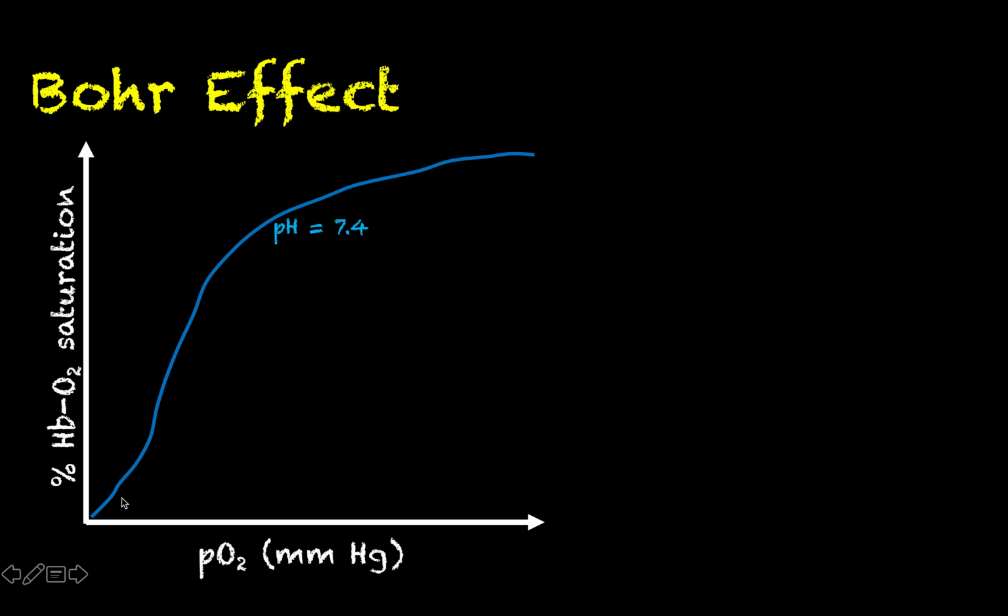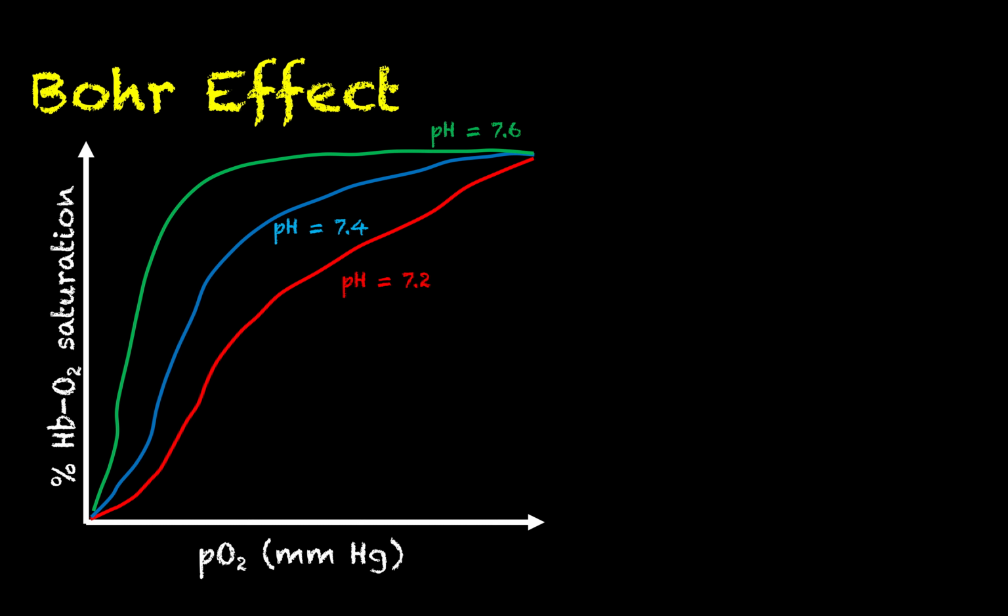Now, the reason why I have a graph here dedicated to a pH of 7.4 is because this is how hemoglobin behaves at that particular pH value. But as we said, hemoglobin will behave very differently when the pH changes. If you change the pH down to 7.2, the graph shifts to the right. If you increase the pH up to 7.6, the graph shifts to the left.